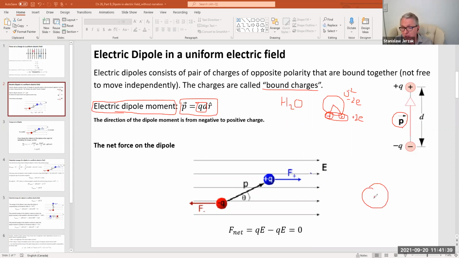If this is the nucleus of an atom, in one direction and positive nucleus in opposite direction.